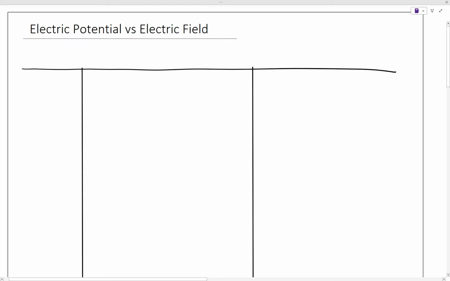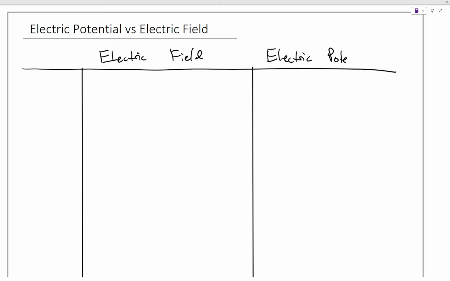So I'm going to try and organize this as a chart where we talk about the electric field and the electric potential, how they're the same, how they're different, that kind of thing. So let's put in this first column the electric field, and here we're going to have the electric potential, or potential as we usually just call it.